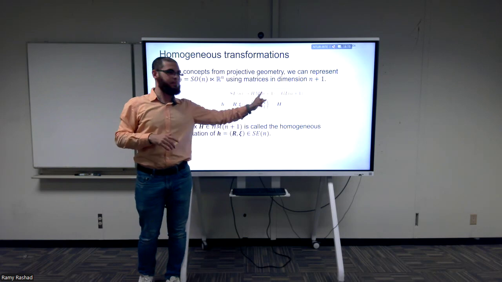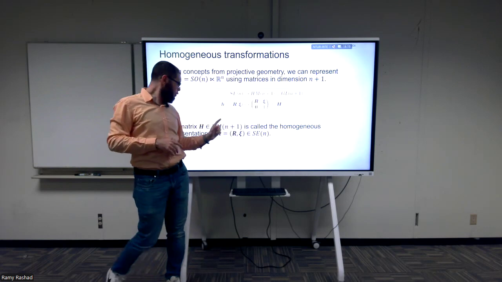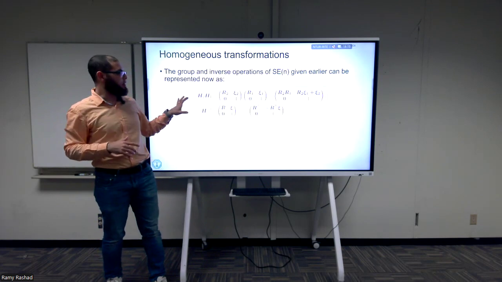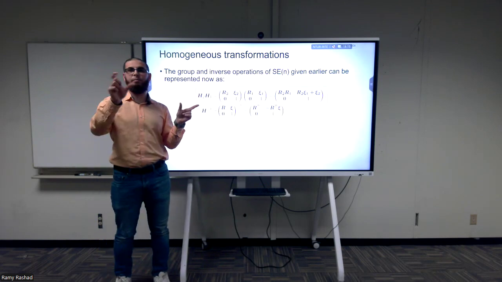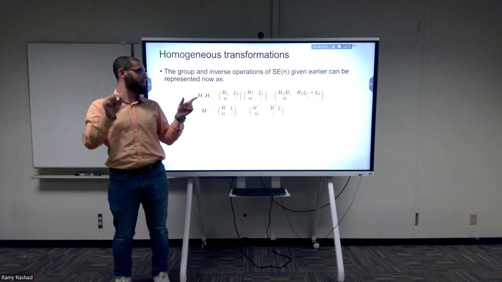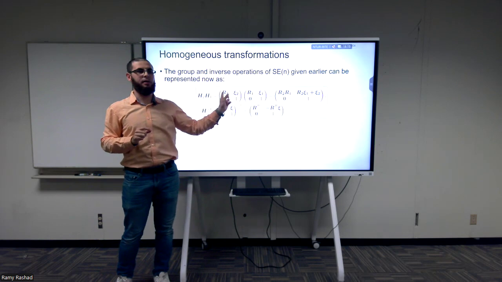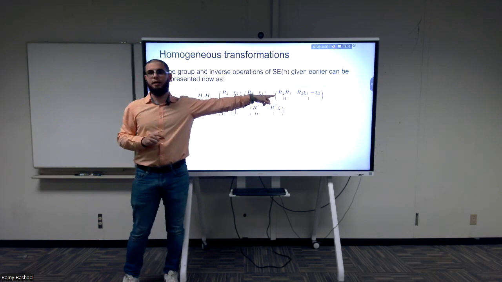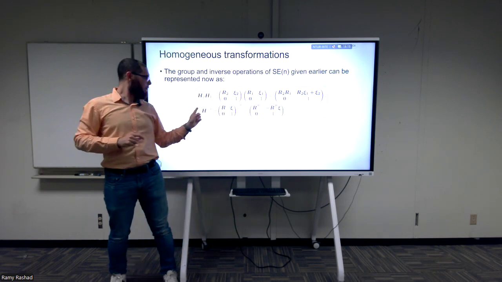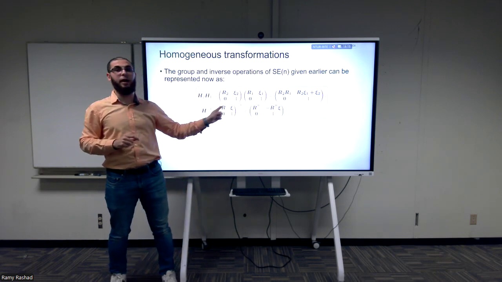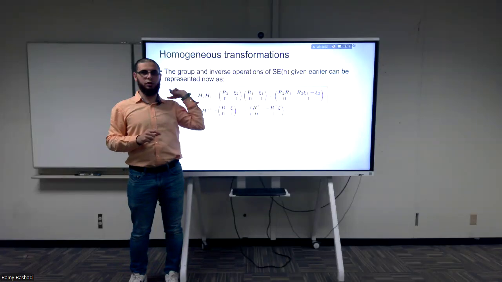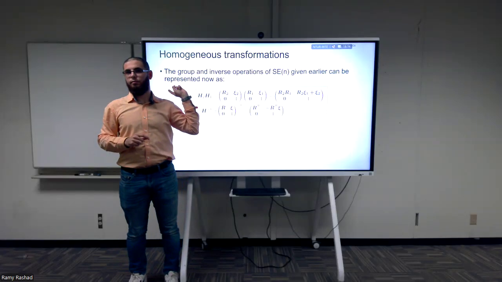This matrix representation is called the homogeneous representation of H. The operation that I had between 2 isometries, or between 2 elements of SEn, I can do very simply by matrix multiplication. These are exactly the things we had before when I composed 2 elements of SEn. And when I take the inverse of this 4x4 matrix, I simply get this construction, which was also related to what we had before.